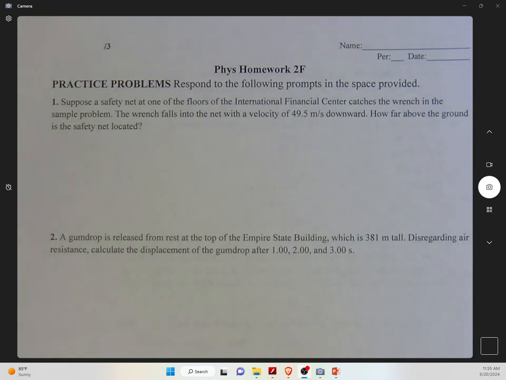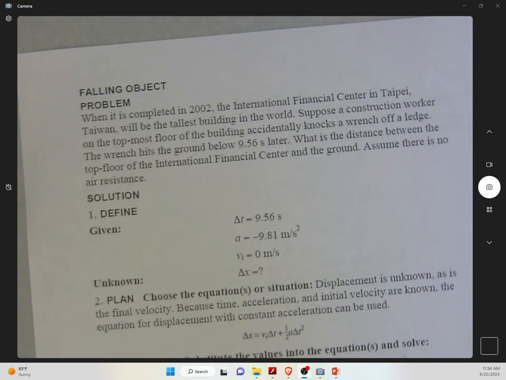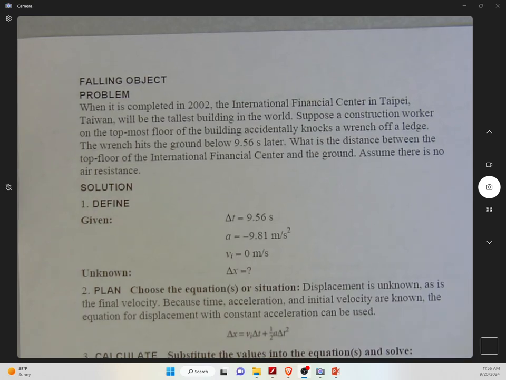All right, so number one. Suppose a safety net at one of the floors of the International Financial Center catches the wrench in the sample problem. We're referencing this bad boy. Okay, so the sample problem.